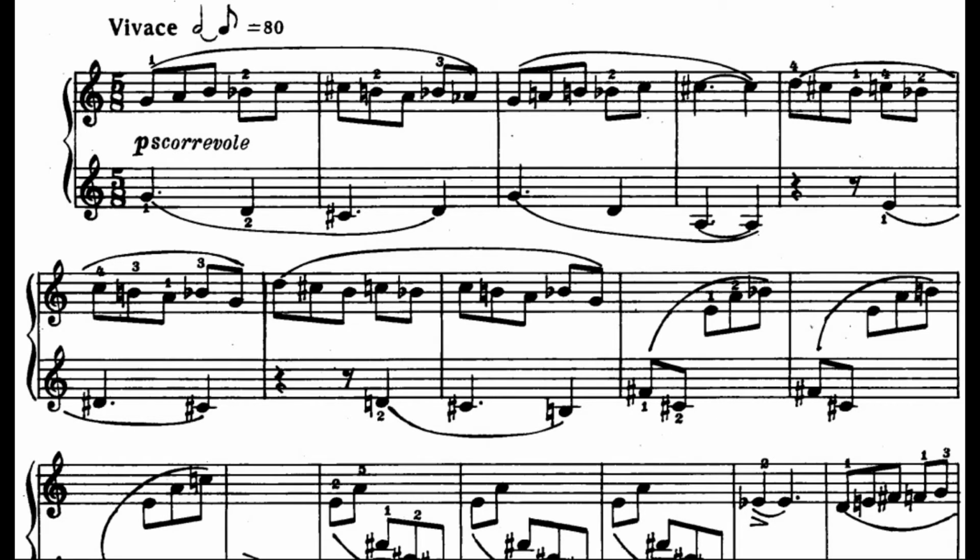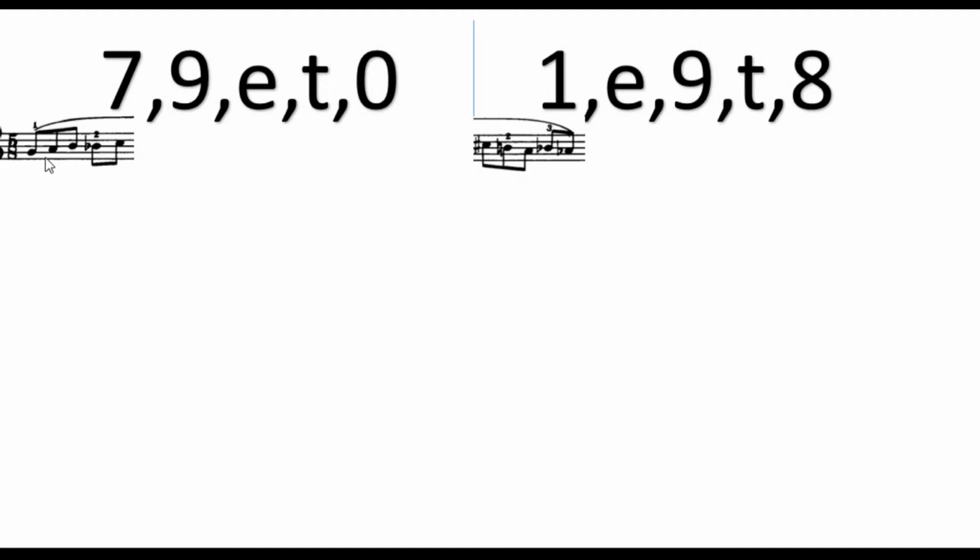For these two objectives, which focus on ordered pitch set inversions and inversions of pitch class sets, we will use the sets found in the first two measures of the right-hand line, the G, A, B, B flat, C, followed by the C sharp, B, A, B flat, A flat. Here I have the first measure of the right hand, and here I have the second measure of the right hand. In integer notation, this translates to 79ET0. In integer notation, the second measure translates to 1E9T8.